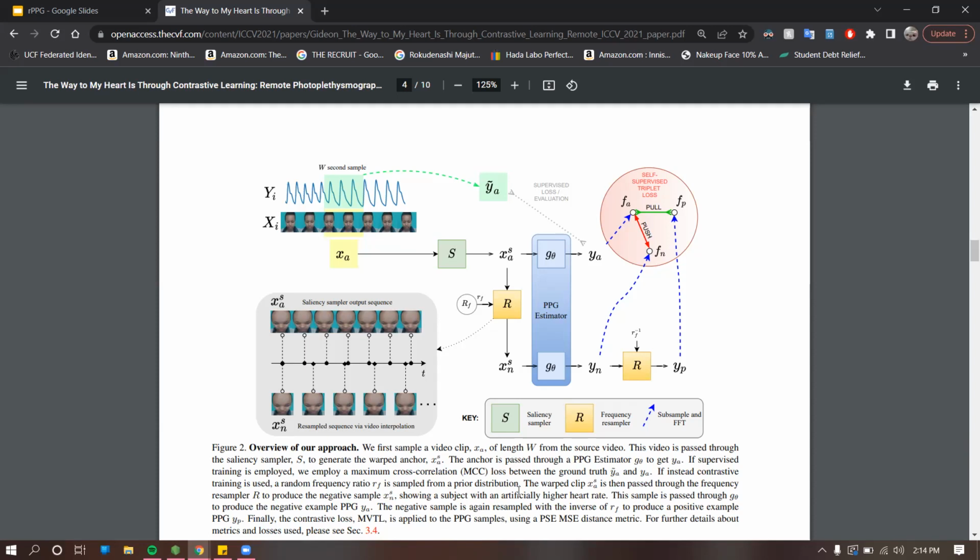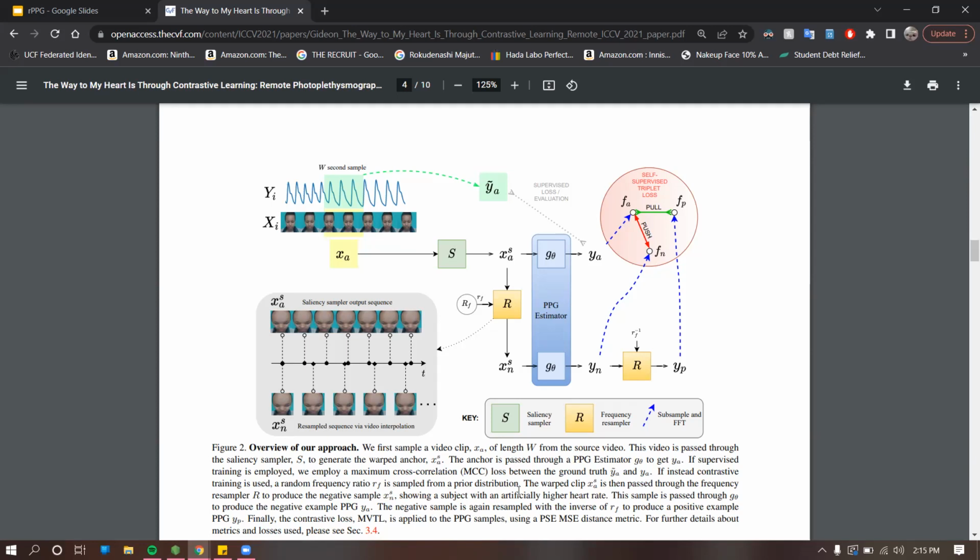Those are going to be pushed far away, because YN is coming from XNS, so they correspond to different frames, maybe different frequency. I don't know the details, but my first guess is that because of the frequency resampler, their PPG signals should be different. That's why you want to push FA and FN away; there's a red arrow for push.